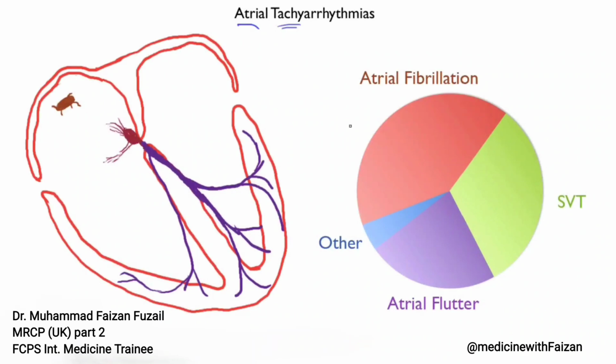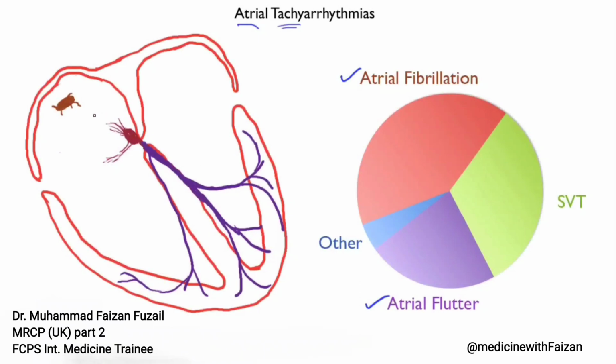What I have done here with this pie chart is give you an idea of how often you will see the different kinds of tachycardia. Atrial fibrillation is the most common atrial tachycardia, and we will discuss it in detail in later videos. Atrial fibrillation occurs when the electrical signal in the top chamber is going all different directions in a very disorganized, chaotic fashion, and that causes a very specific type of rapid heartbeat coming from the top chamber.